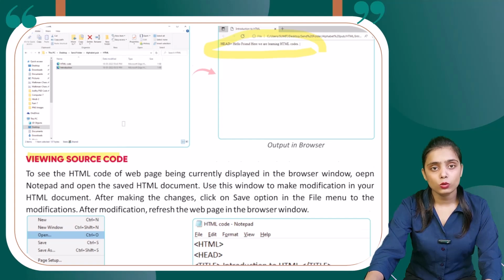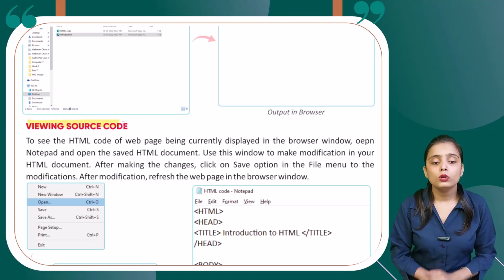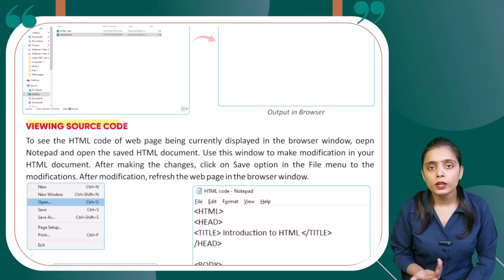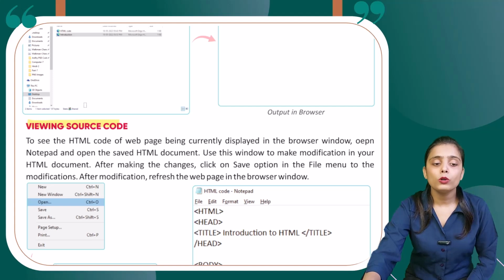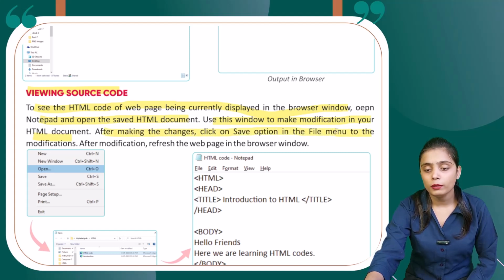Let's see viewing source code. So बच्चों कई बार ऐसा होता है कि जब आप कोड को लिख रहे होते हो तो कोड को लिखने के बाद आपको सोर्स कोड को भी देखना होता है, right? So suppose you want to view the source code, how will you do that? To see the HTML code of a web page being currently displayed in the browser window, open Notepad and open the saved HTML document. Okay, after that use this window to make modifications in your HTML document. After making the changes, click on the save button in the file menu to save the modification, and after modification refresh the web page in the browser window.